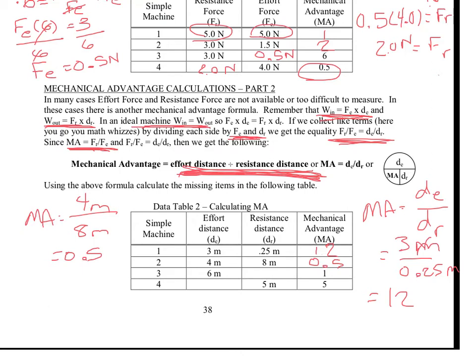The third one, I have to plug and chug. So let me erase this, give myself some room here. Alright, so what I'm going to do is put in my mechanical advantage, which I'm told in the problem is 1. My effort distance, I'm told, is 6, and I'm looking for my resistance distance. I'm going to multiply both sides by the distance. So my resistance distance is equal to 6.